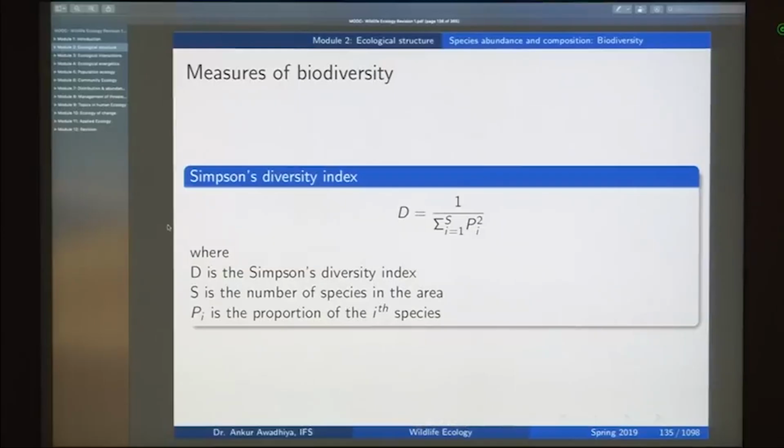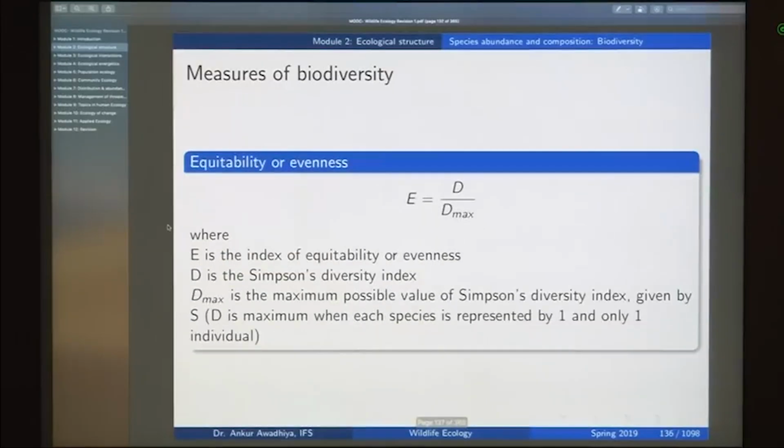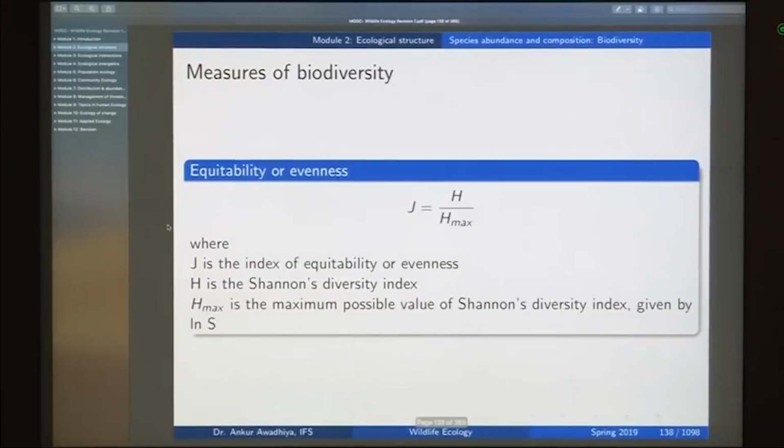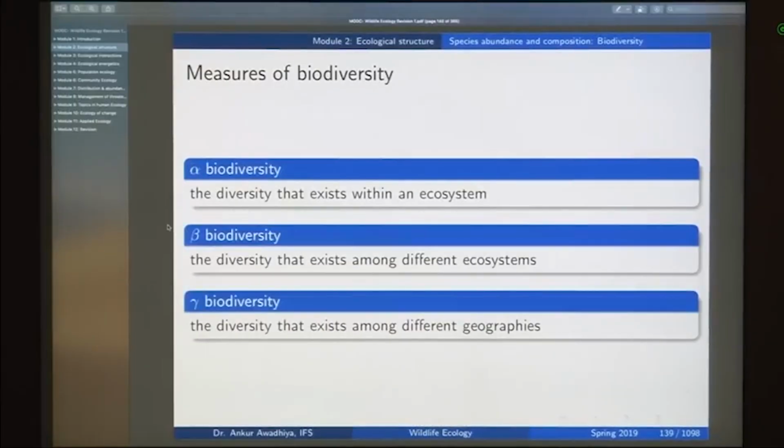Now, as measures of biodiversity, we have Simpson's index and Shannon index. We looked at their formulae, we looked at how they are used, and then we talked about alpha, beta and gamma biodiversity. Alpha biodiversity is the diversity that exists within an ecosystem, beta is that which exists among different ecosystems, and gamma is the diversity that exists amongst different geographies.